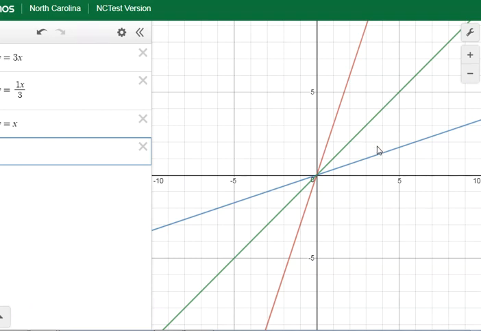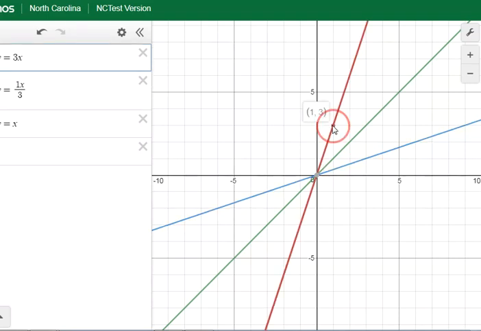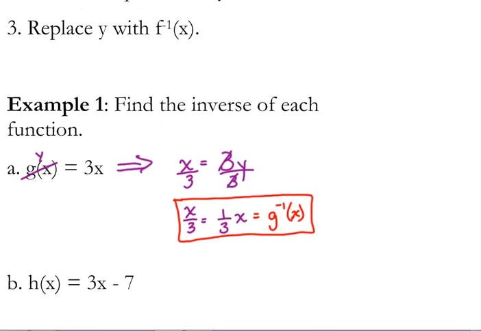So this is the y equals x. You can see the symmetry. If you need to, you could pick some specific points and make sure that, like here, 3, 1 shows up. So 1, 3 should be on my inverse. Okay, it is. So that's one way you can test to see if you found the inverse correctly.